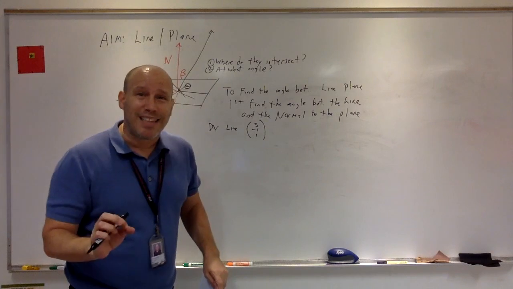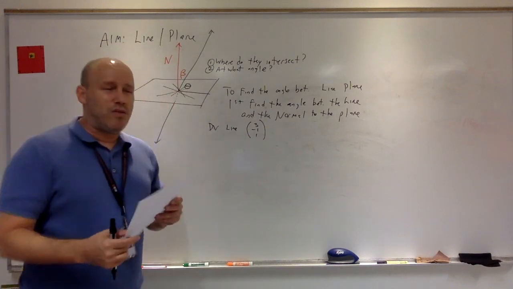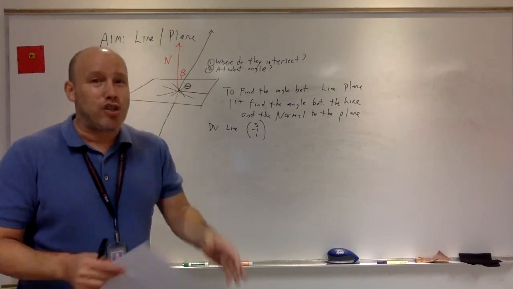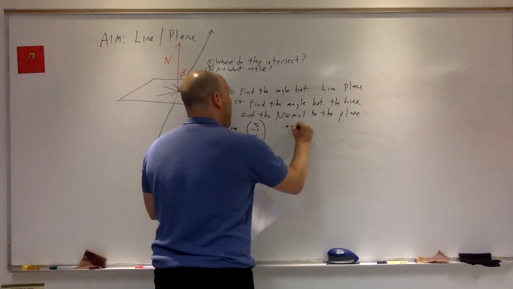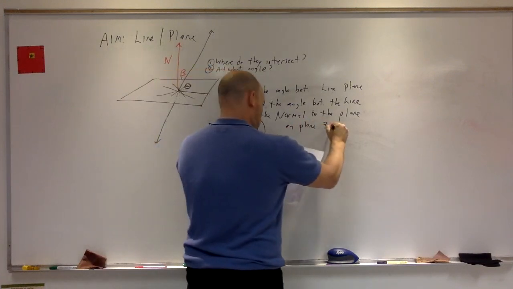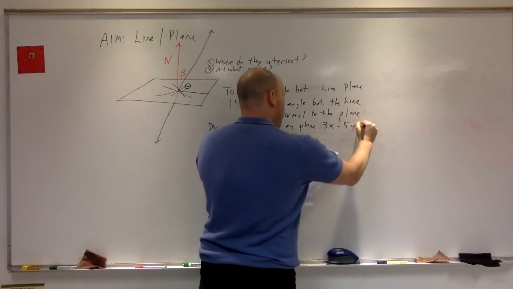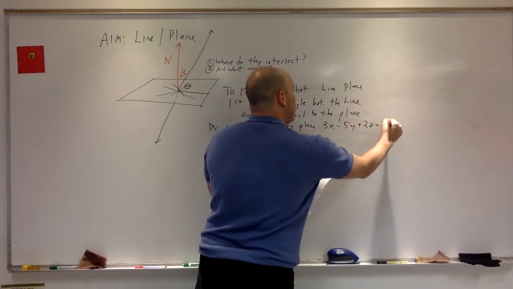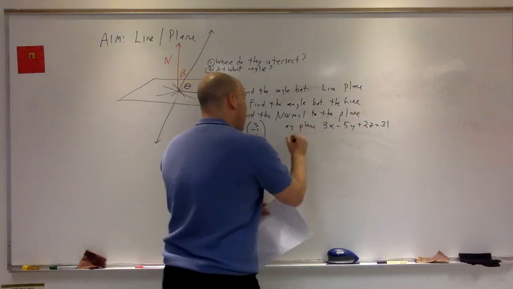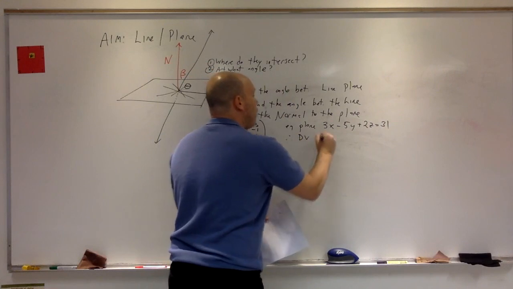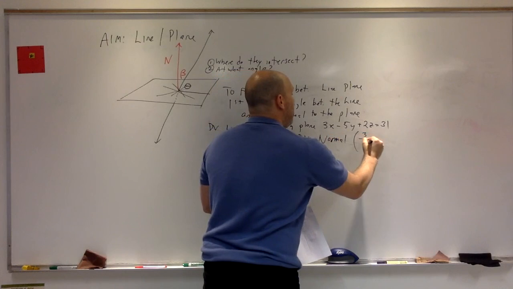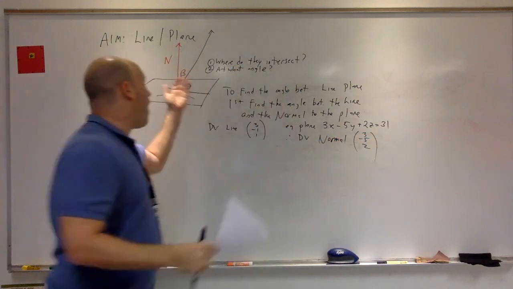Well, we remember from the last class that the direction vector of the normal is the coefficients from the equation of the plane. So the equation of the plane was 3x minus 5y plus 2z equals 30. What was it, 31? We changed it to 31. Well, I don't care about the 31. But therefore, the direction vector of the normal is 3, negative 5, 2. So I can find beta.